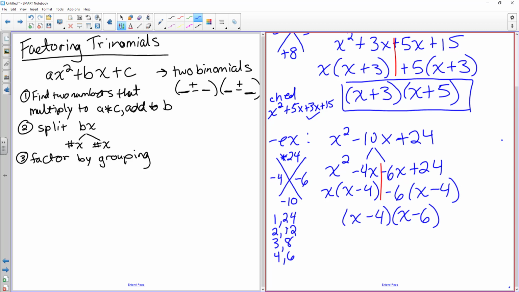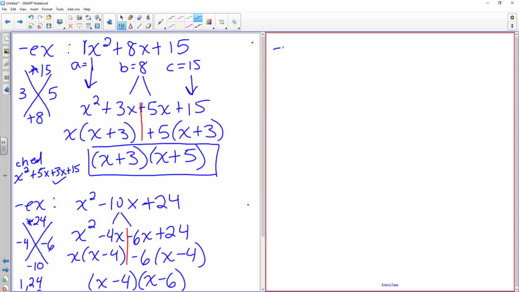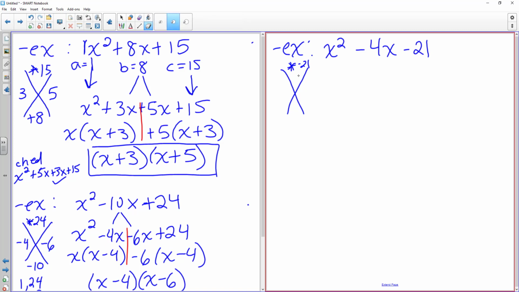Okay, I'm going to do another one that starts off just x squared: x squared minus 4x minus 21. So I'm doing different signs here. In the last one, the middle term b was negative and c was positive, so we had to multiply to a positive and add up to a negative, so they both had to be negative. Now in this one, a times c is 1 times -21. I need to multiply to -21 and then add up to -4.